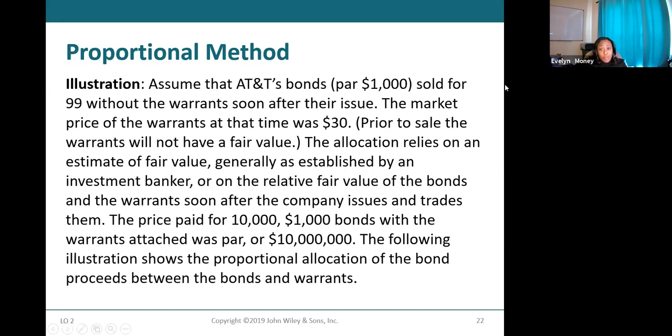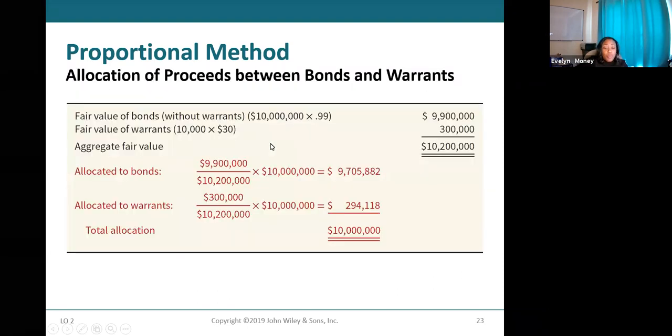The total purchase price for both the bonds and the warrants was $10 million. The question is, what portion of that $10 million should be recorded on the corporation's balance sheet as warrants, and what portion should be recorded as bonds? We're going to use a proportional method to help us.